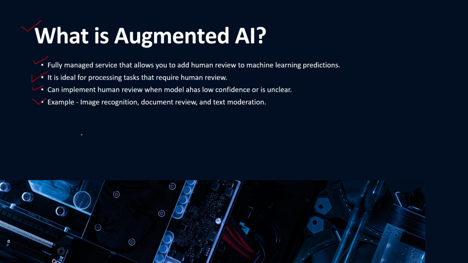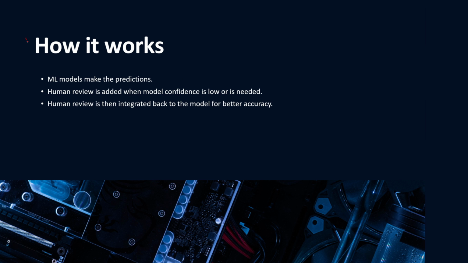So how does Augmented AI work? Your ML model will make the prediction. After the ML model makes the prediction, your human review is added. So either if human review is needed, it is added automatically, or if you have set a rule that, hey, the confidence of the prediction is low, then human review is needed. And finally, the human will come in and review it, and whatever feedback is provided will be integrated back into the model, so the model can train on that and have better accuracy for future predictions.